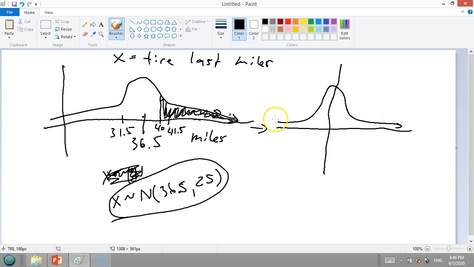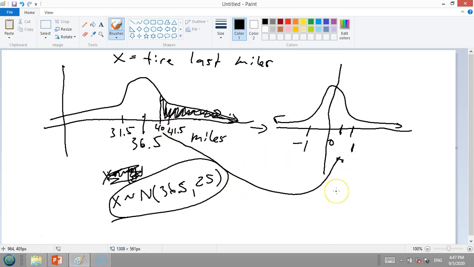Okay, like this. And I need to see this 40. Where is this going to correspond to the normal 0, 1? I know the 41.5 corresponds to a 1 because it's one standard deviation. And the minus 1 corresponds to the 31.5. And the 0 corresponds to the 36.5. So I want to know on the 40, somewhere here, what is this number going to correspond to?